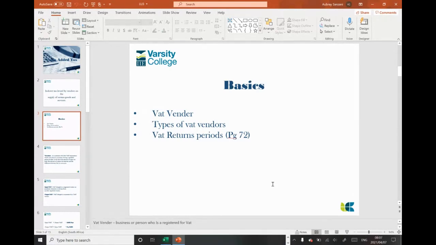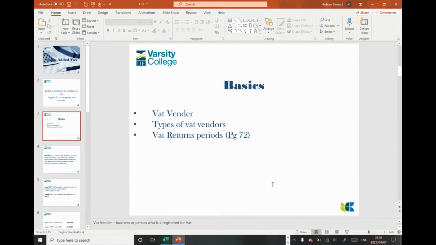But let's move on. So we've defined VAT. VAT is an indirect tax levied by vendors on the supply of certain goods and services. We now know what that is. Let's get into it a little bit more. Then we go on to say, a VAT vendor. Who is a VAT vendor? Now, when it comes to VAT, not anybody can just charge VAT.